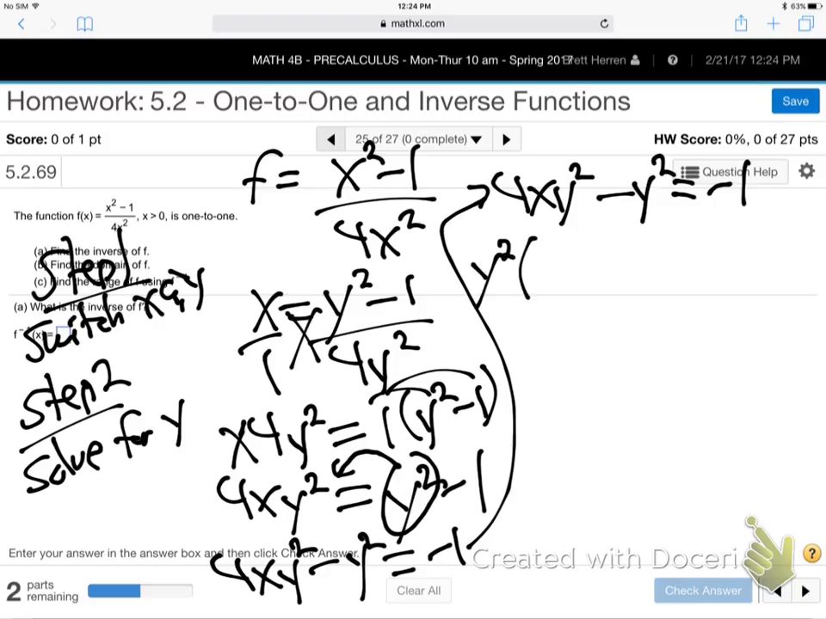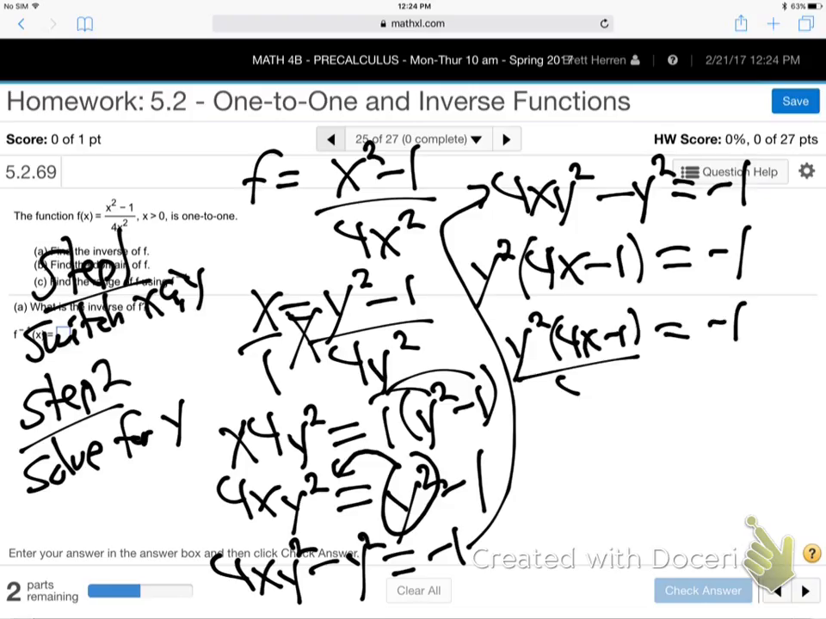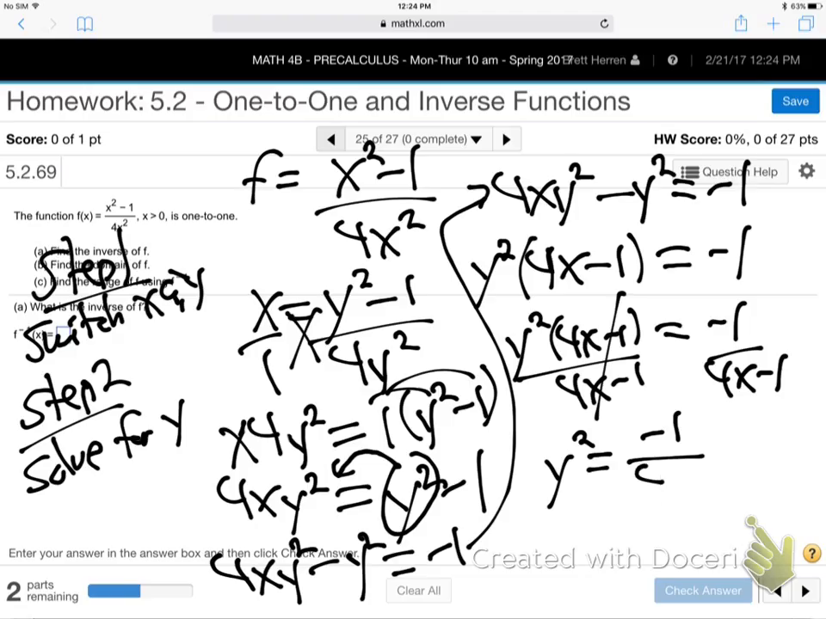So factor out the y squared. That leaves a 4x minus 1 when I factor out the y squared. That's how we always do it. Whenever the thing we're trying to solve for is in two locations, get them on the same side. I got the two y squareds on the same side. Factor out and divide. So the next line, I'll divide. Boom. So now I have y squared is negative 1 over 4x minus 1.